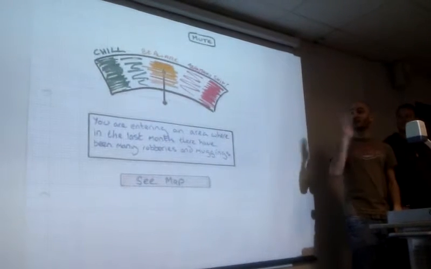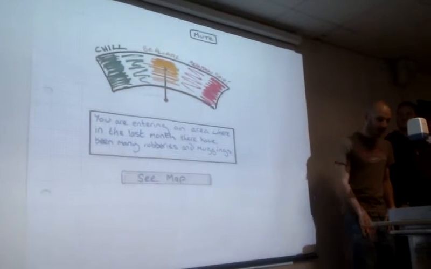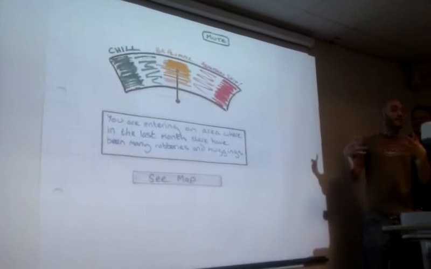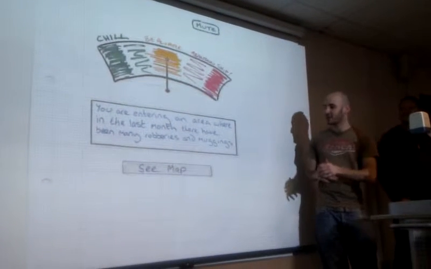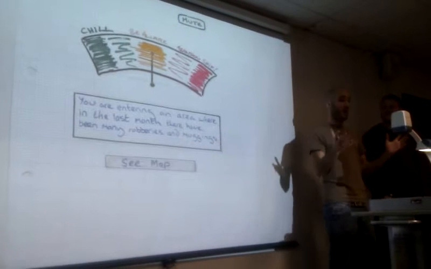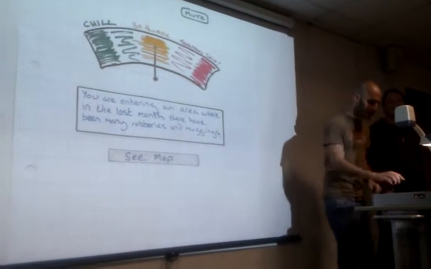So he's got a scale of chill, be aware, abandon ship. And it also gives a bit of an informational message. So you're entering an area where in the last month there have been many robberies and muggings. Okay, what do I do? Click on the map.